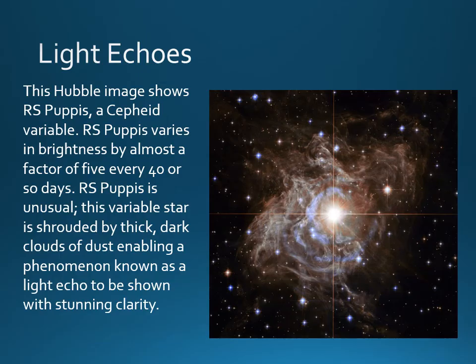This Hubble image shows RS Puppis, a Cepheid variable. RS Puppis varies in brightness by almost a factor of 5 every 40 or so days. RS Puppis is unusual. This variable star is shrouded by thick dark clouds of dust, enabling a phenomenon known as light echoes to be shown with stunning clarity.